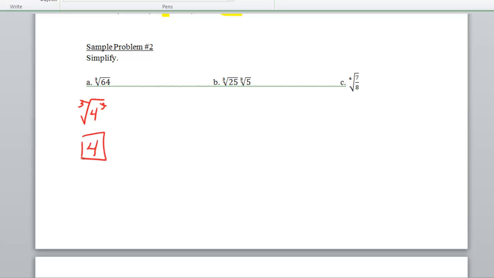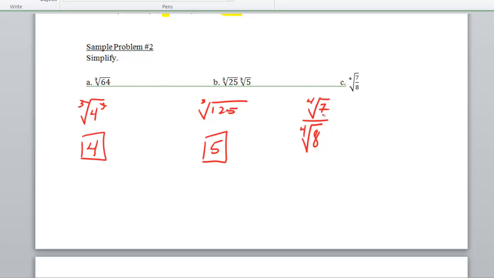On part B, we have it broken apart, and neither one of those are perfect cubes, but by putting them together through multiplication, we can do the cube root of 125, and 125 does have a perfect cube in it, which is simply 5. Alright, in this last one, we can break the division up, and we can have the fourth root of 7 over the fourth root of 8. Now this is where we have to rationalize the denominator.